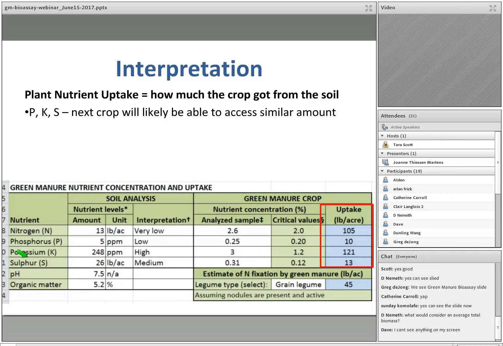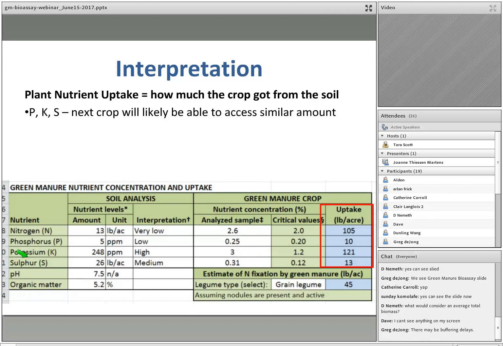Okay, we have some people saying that they can't see anything on their screen, so I'll just keep talking in general terms, and hopefully it shows up for all of you fairly soon.